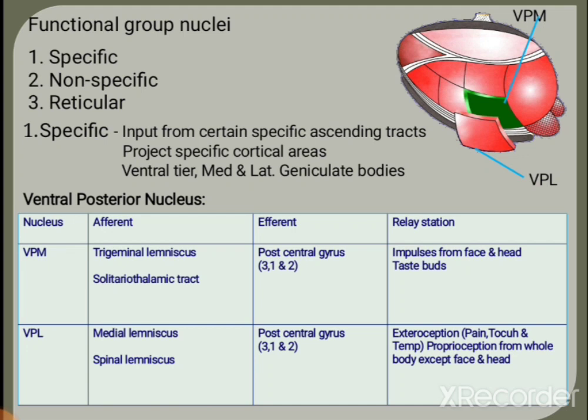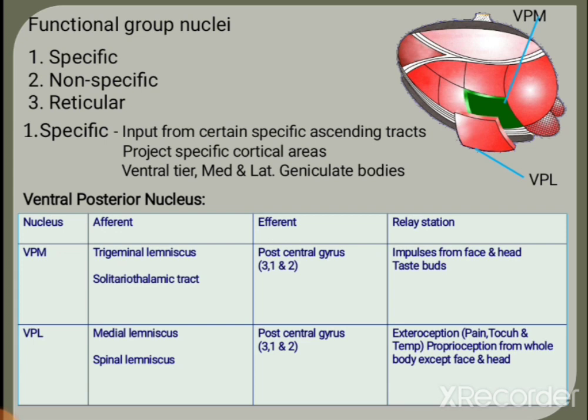They contain the ventral tier, medial and lateral geniculate bodies. The VP nucleus, that is VPL and VPM, receive afferent fibers from the trigeminal lemniscus and solitary tract, and send efferents to the post-central gyrus, that is areas 3, 1, 2. So these are the relay stations for impulses from the face, head and taste buds.